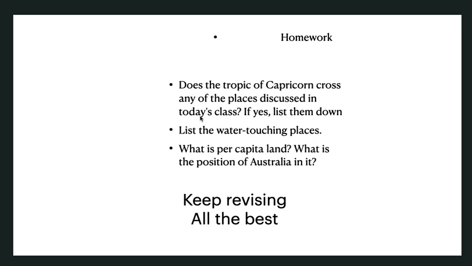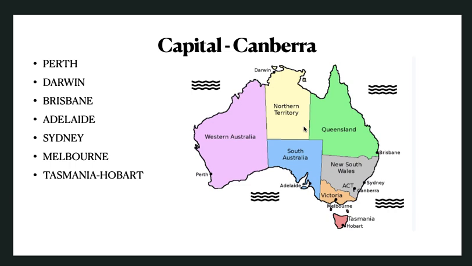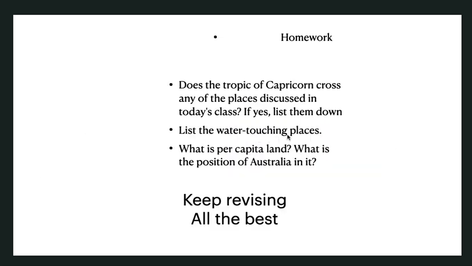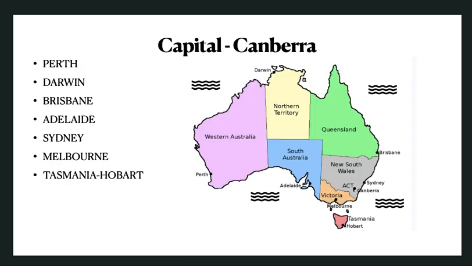The homework includes: does the Tropic of Capricorn cross any of the places discussed in today's class? The places relate to this slide. Thus, does the Tropic of Capricorn cross Darwin, Perth or Brisbane? That is your first homework. And list the water touching places. Yes, we made a second layer after learning all the places in Australia. What are the water touching places? For example, Perth and Darwin are touching the water side. Similarly, you have to consider all these.